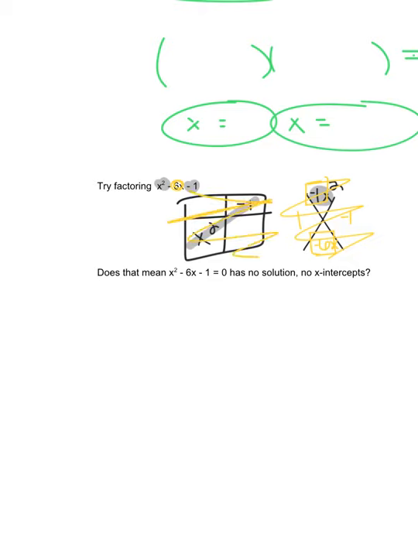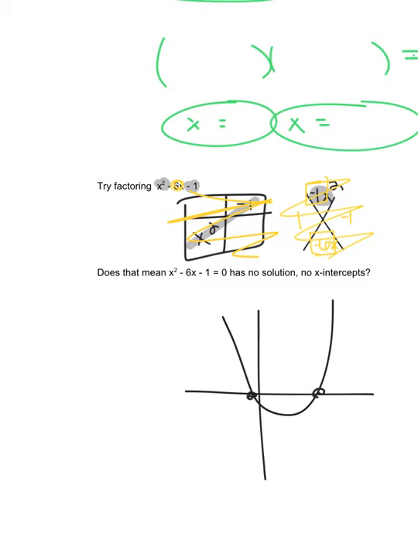So does that mean that this graph has no solution or no x-intercepts? The answer is no. Just because it can't be factored doesn't mean that the graph doesn't exist or there's no x-intercepts. This graph still has x-intercepts. They're just going to be at decimals, not at whole numbers. So we have to find those differently. We need a new strategy besides factoring.